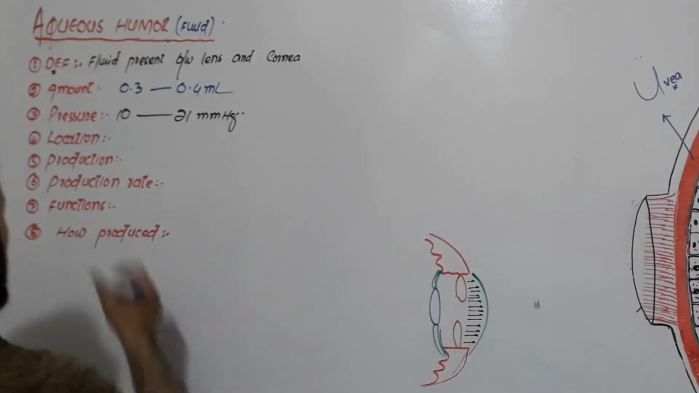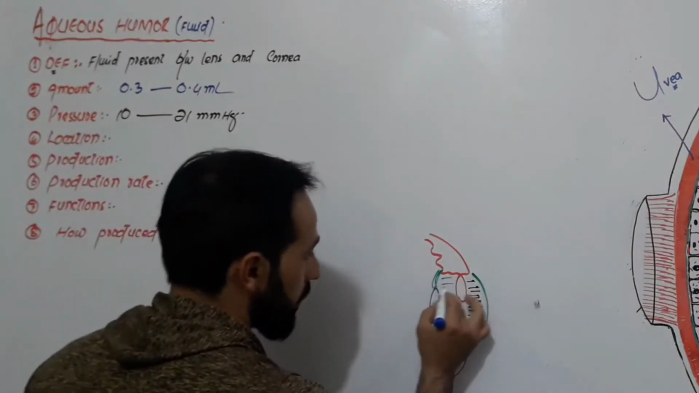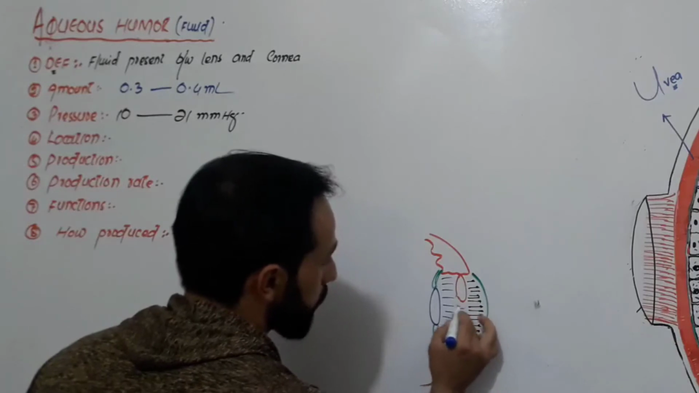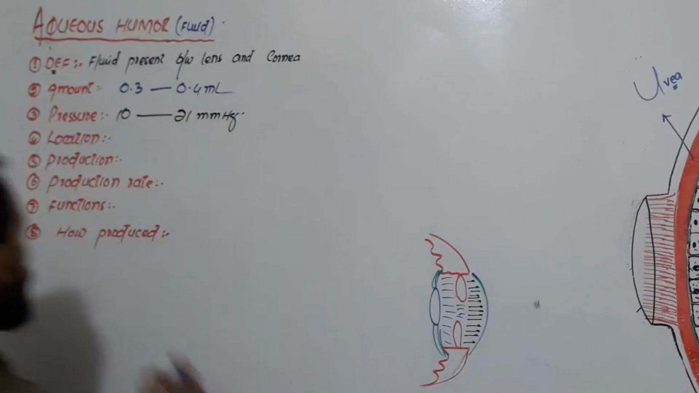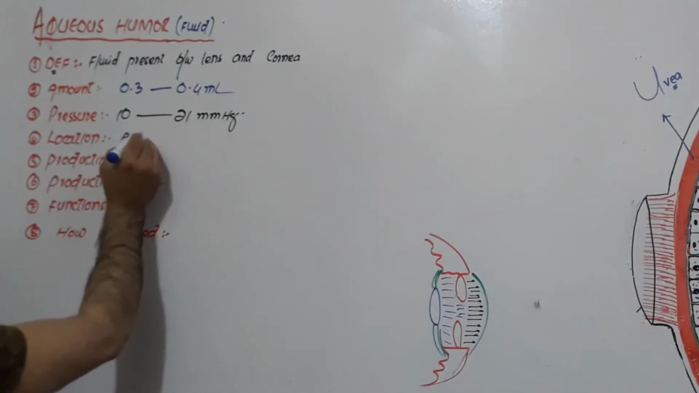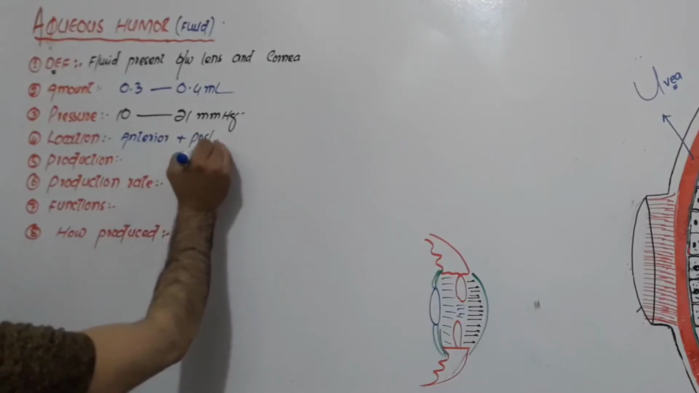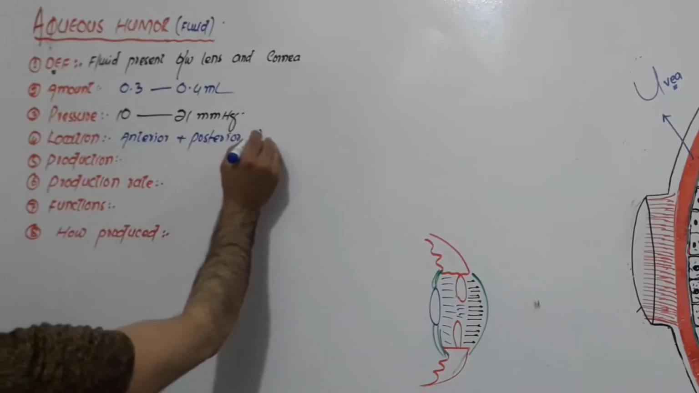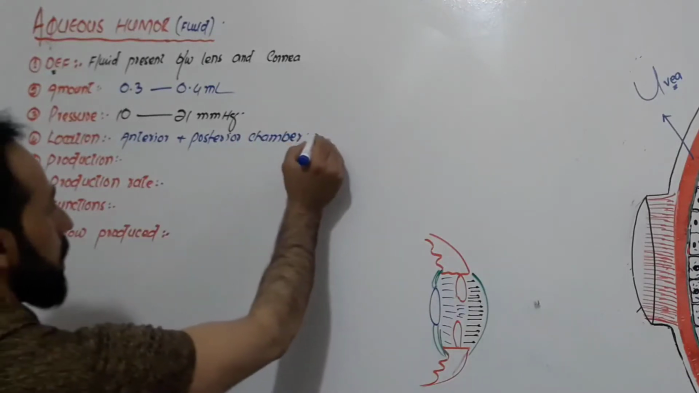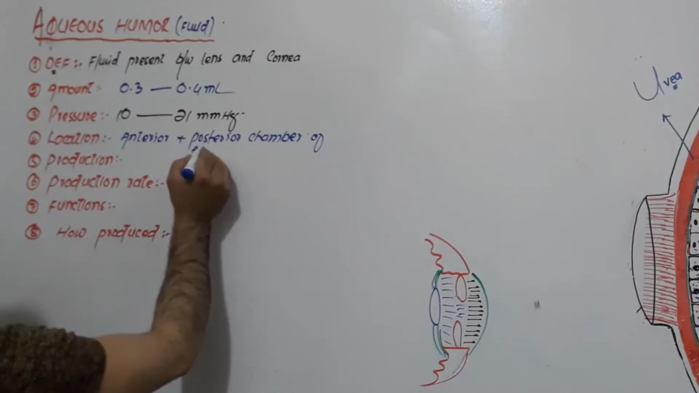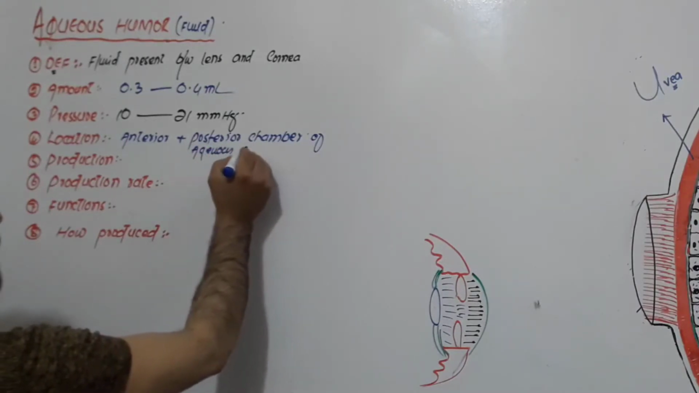Now where is the fluid present? What is its location? So as I told you, this fluid is totally present in the aqueous chamber, and aqueous chamber is divided into posterior chamber and anterior chamber. So we say it is present in the anterior plus posterior chamber of what? Of aqueous chamber.